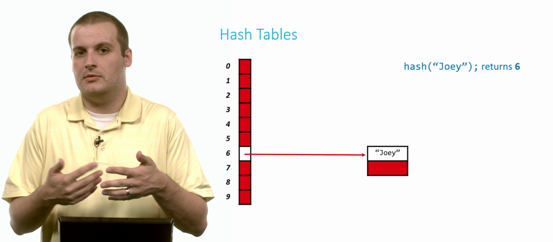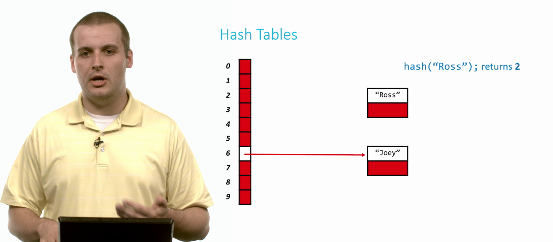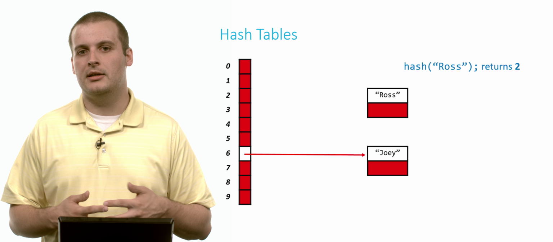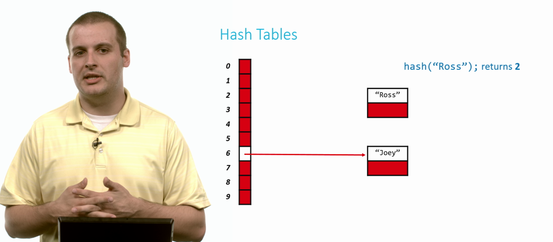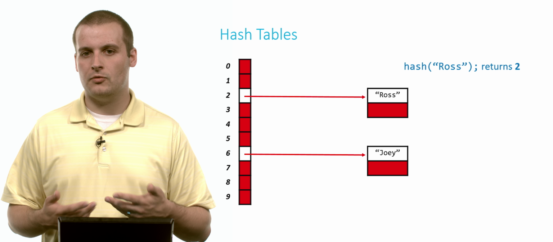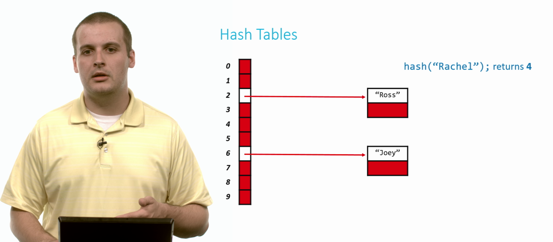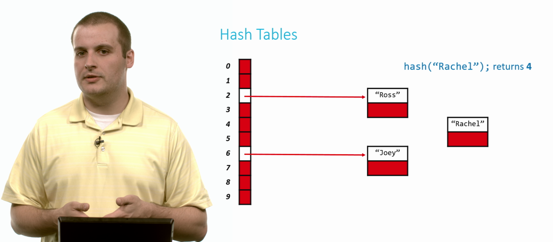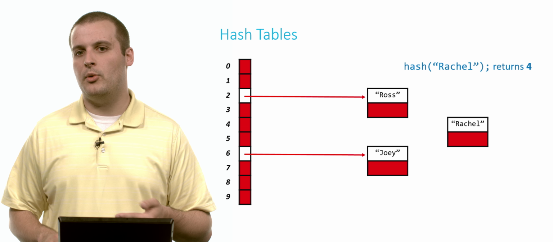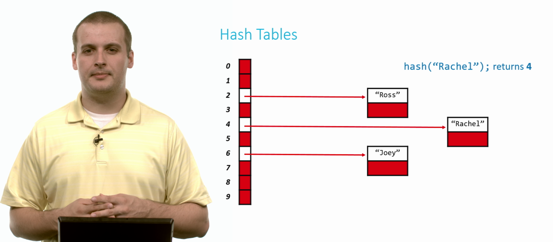So let's do this again. Let's now hash Ross. And let's say Ross, when we do that, the hash code we get back is 2. Well, now we dynamically allocate a new node. We put Ross in that node, and we say now array location 2, instead of pointing to null, points to the head of a linked list whose only node is Ross. And we can do this one more time. We can hash Rachel and get hash code 4. Malloc a new node, put Rachel in the node, and say array location 4 now points to the head of a linked list whose only element happens to be Rachel.